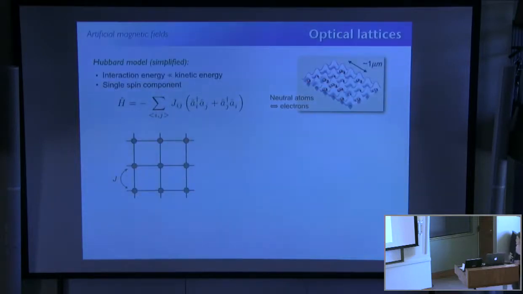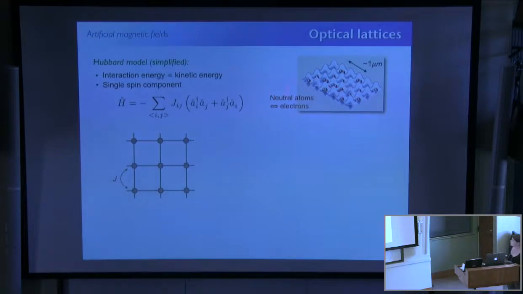So a brief reminder about how our setup actually looks like. We trap cold atoms in standing waves of optical laser light. The lattice spacing is on the order of a micron, so it's much larger than typical solid-state setups. We typically have around 10 to 30 lattice sites along one axis, and we can have 1D, 2D, or 3D optical lattices. Most of the work I will be talking about today is in two-dimensional optical lattices.